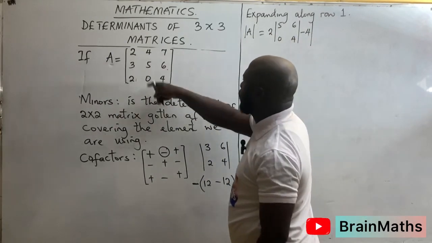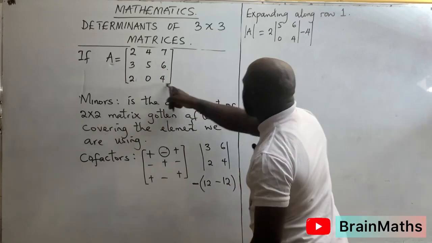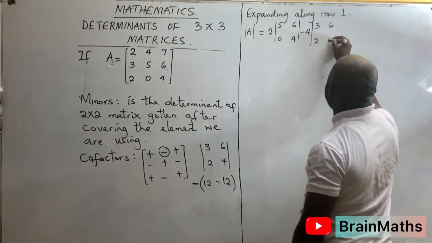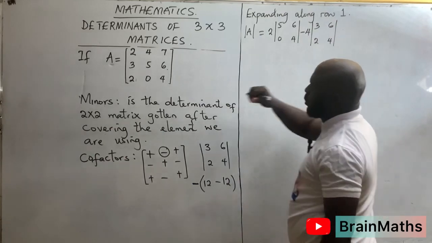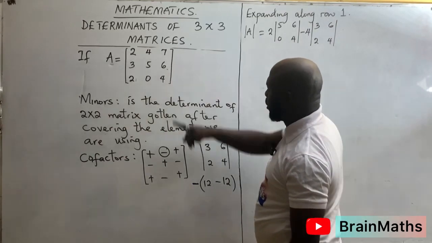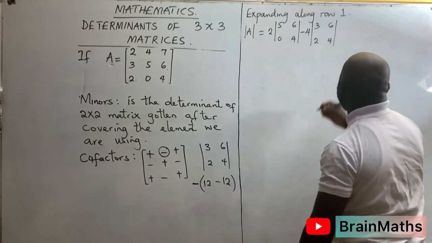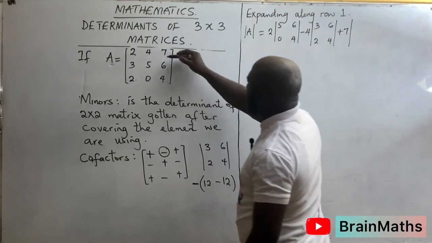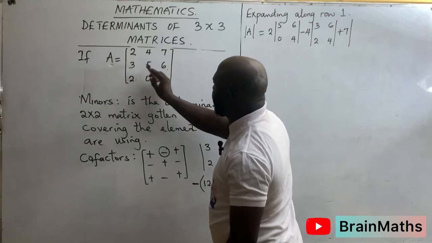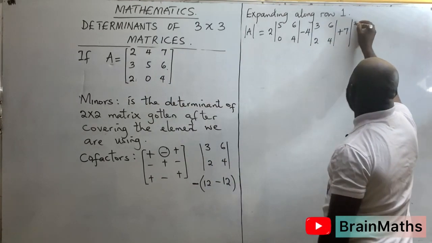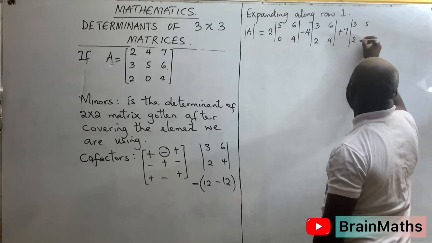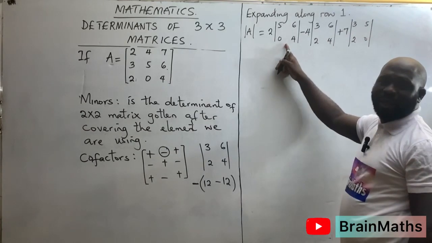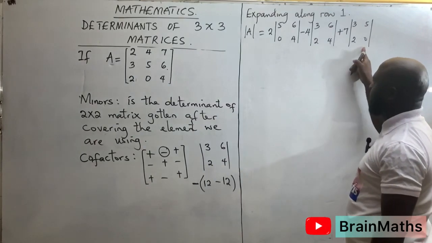Then what do we have left? When you cover this, 3, 6, 2, 4. Also, the last one is 7. The cofactor for 7 is positive, so we have plus 7. And when you cover for 7, you have 3, 5, 2, 0. So, the next thing is to find the determinant of each one of these.